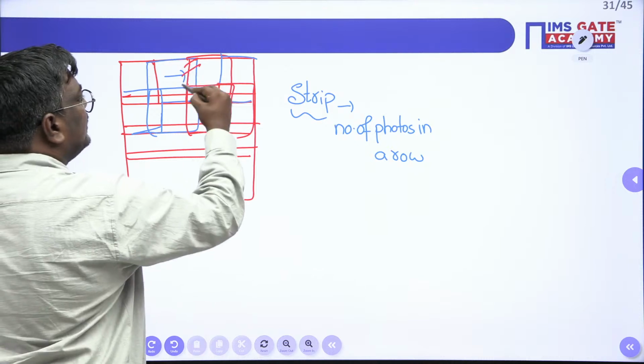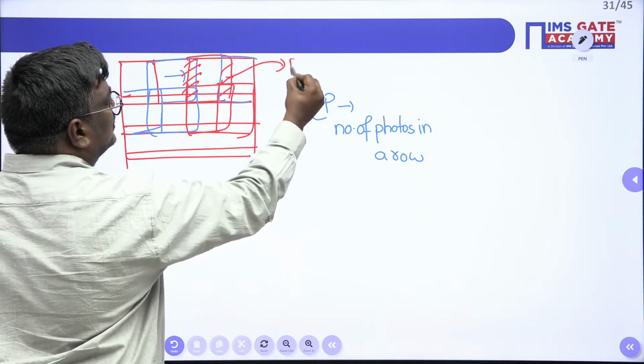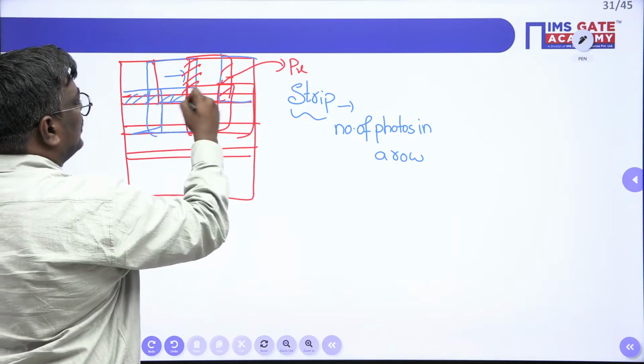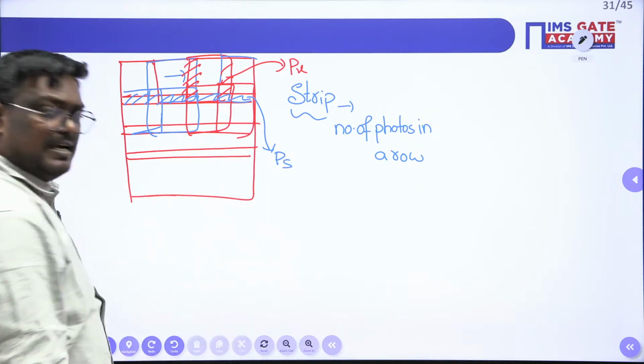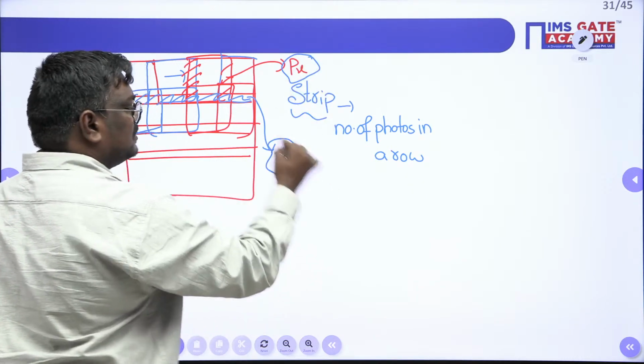The portion here is called the longitudinal overlap, which is known as PL. And whatever we have here is called the strip overlap, or side overlap. So PL is the longitudinal overlap, and PS is the side overlap.